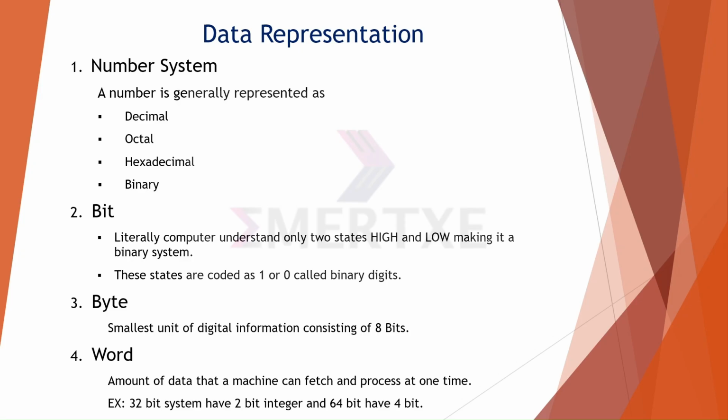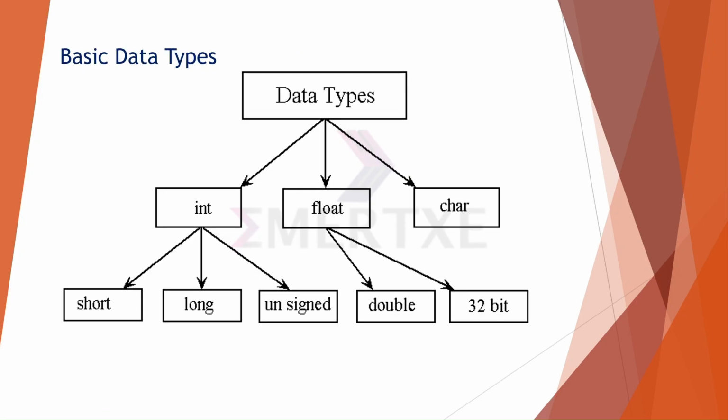Now we will discuss the word, which is the amount of data that a machine can fetch and process at one time. For example, a 32-bit system has a 32-bit architecture with a 4-byte integer, and a 64-bit system, which has a 64-bit architecture of the operating system, has a different size for a single integer.